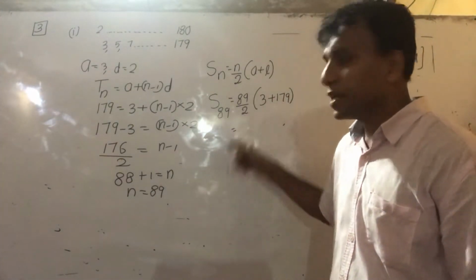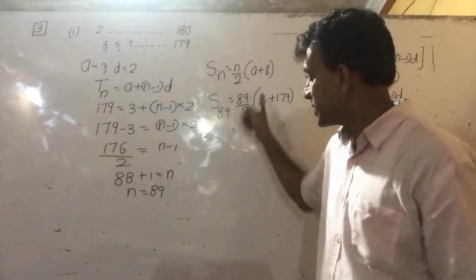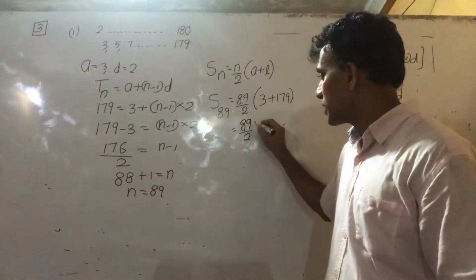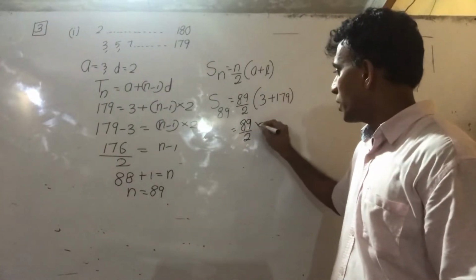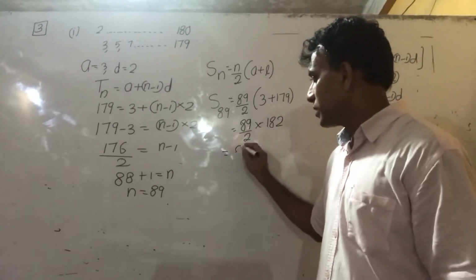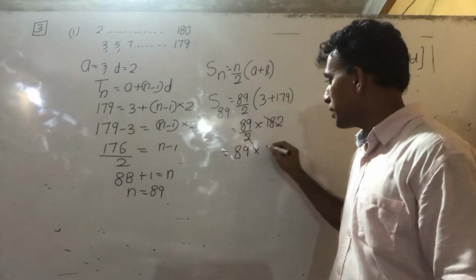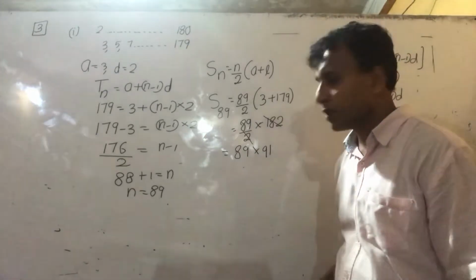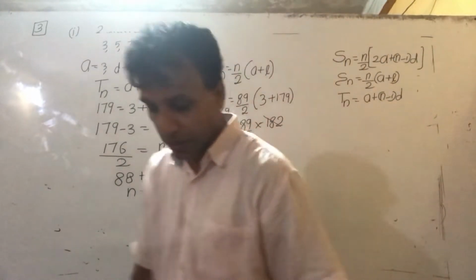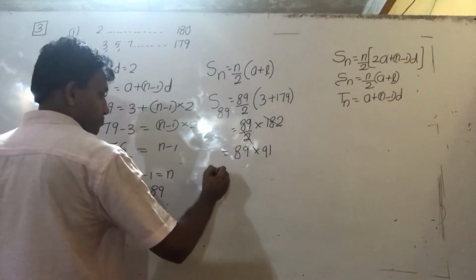89 is not divisible by 2, so don't divide it, or it becomes a decimal. Leave it, because here the other value is divisible: 3 plus 179 is 182. So what is the answer? 89 times, and now cut the 182 by 2 to get 91. So multiply these and get the answer. I hope you can do that hereafter. This is the method for the first question.